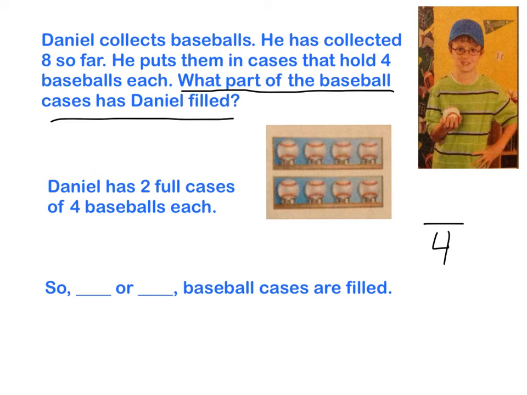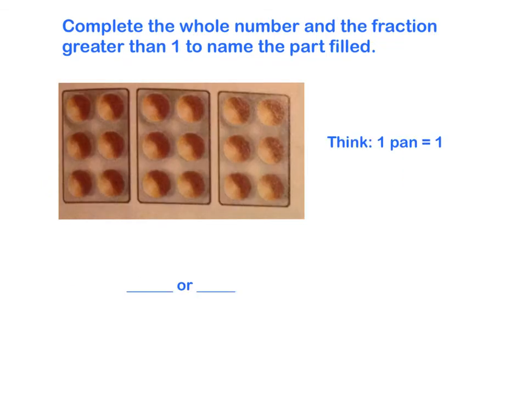We are counting the number of baseballs, so we will write 8 in the numerator. So, 2 or 8/4 baseball cases are filled. The directions say complete the whole number and the fraction greater than 1 to name the part filled. Let's first look at the whole number.